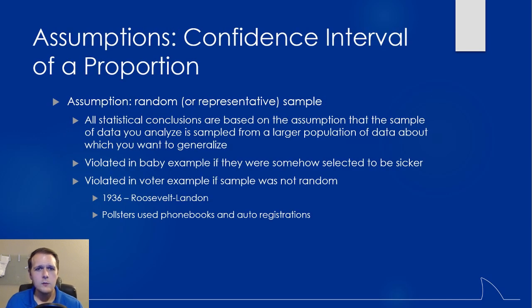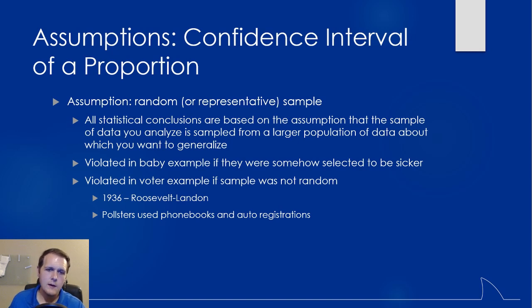So what are some assumptions we're going to be using when we're looking at confidence intervals of a proportion? One is that it needs to be a representative sample of the population, right? You can't just skew and look towards just one group of people and expect that to be generalizable to the entire group. As I mentioned in the baby example, if they were somehow selected to be sicker, if maybe they were in a hospital where they only receive sicker mothers, or if there's something where they were selecting out for those babies, they may not be representative of other premature babies born elsewhere. Or in the case of the voter example, if the sample really wasn't random.